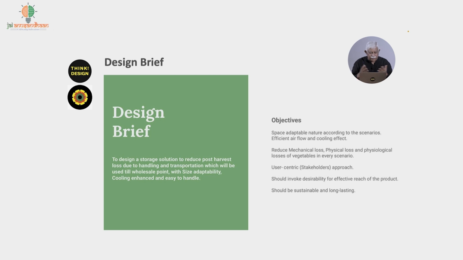So the objective was space adaptable nature according to the scenarios, efficient airflow and cooling effect, reduce mechanical loss, physical loss and psychological loss of vegetables in every scenario, and a user-centric stakeholder approach, which should evoke desirability for effective reach of the product. It should be sustainable and long lasting. So these are the objectives of why the design was done.